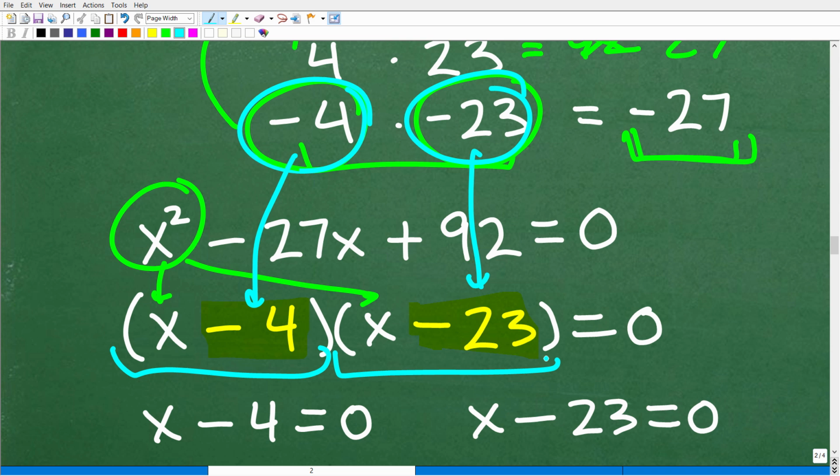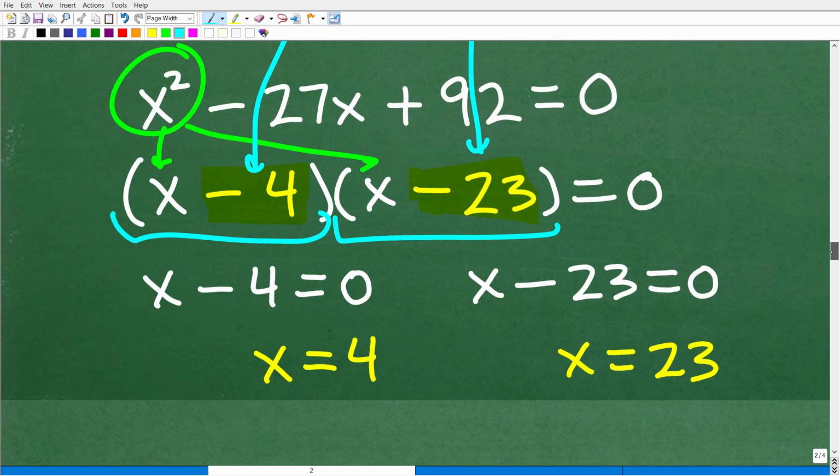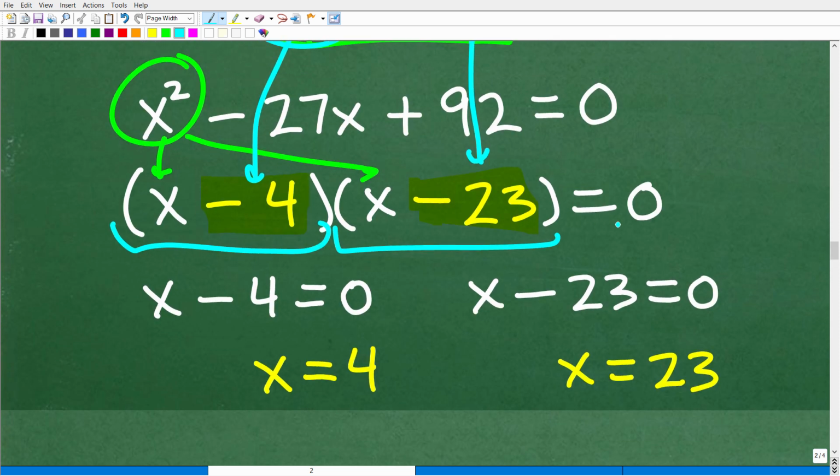Okay, so this is a great little shortcut to factor. But if you already know how to factor, you can kind of disregard this, but I love this little technique. So we have x minus 4 times x minus 23 is equal to 0. At this point, all we have to do is set each factor equal to 0 and solve for x. Remember, we have the zero product property now. So this thing times this thing is 0.